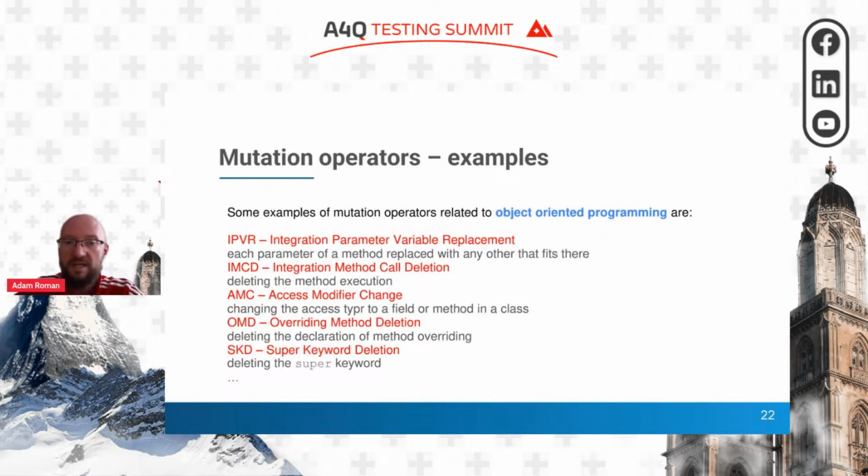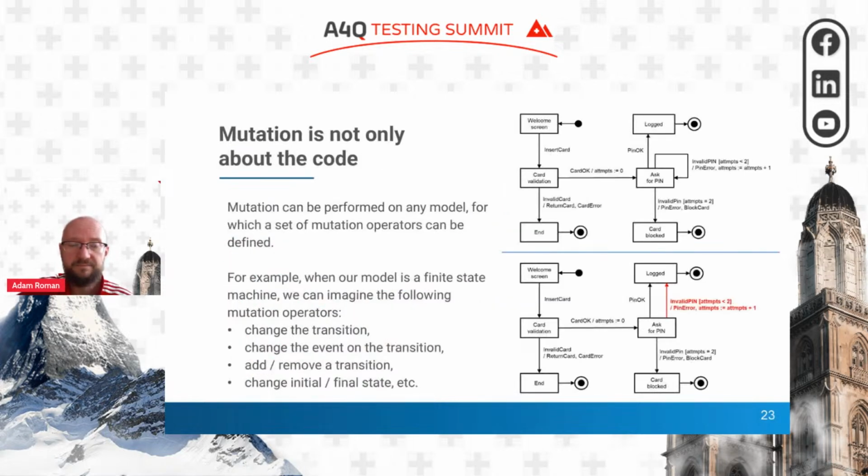These are simple changes. We can also make mutations on the object-oriented level. For example, we can delete the method execution. We can change the access type to a field or to a method. We can delete the super keyword, and so on. So these operators don't only operate on low-level code, on single characters in the code. They may be a little bit more complicated.